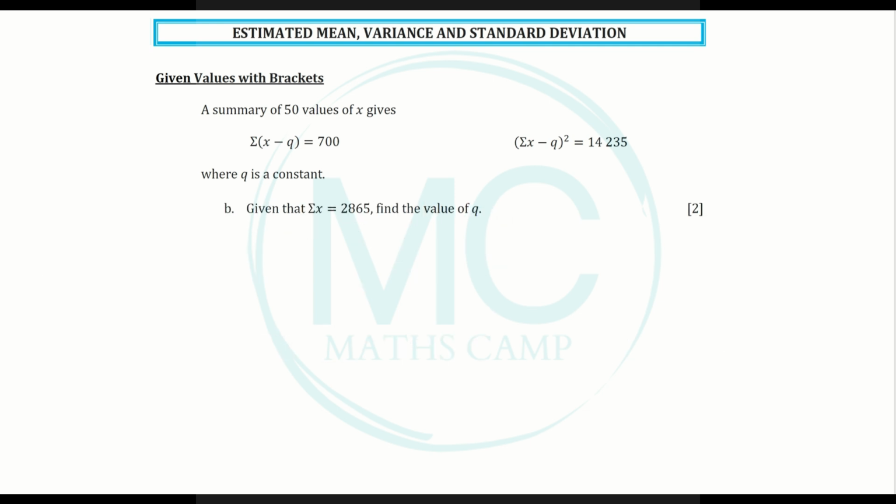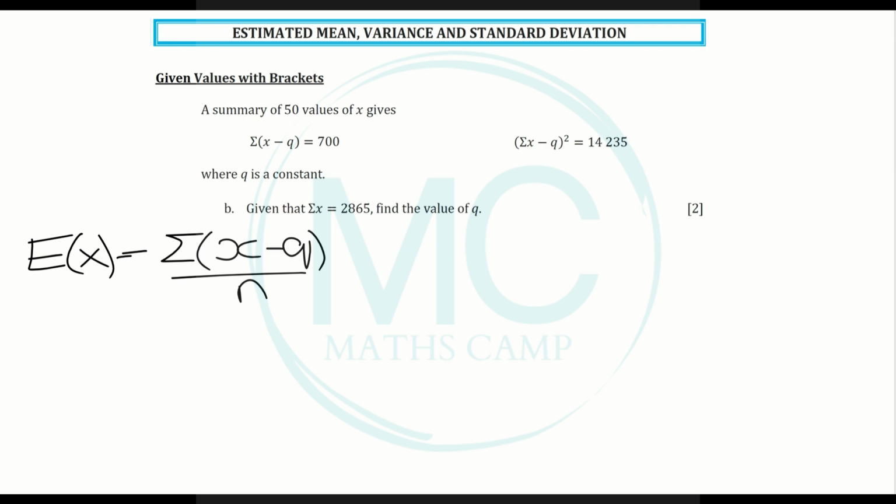Given that sigma x is 2,865, find the value of q. To find the value of q, we need to use the formula for the estimated mean. We know that the mean is equal to sigma x minus q all over n, plus q. And the reason why we have to use this formula is because it is the only way to isolate the value of q.